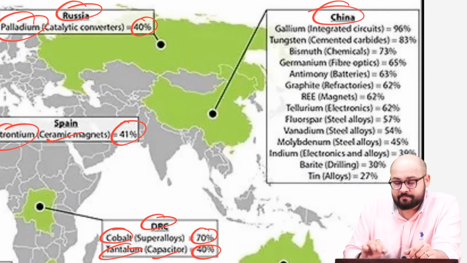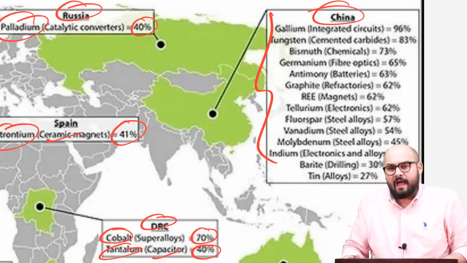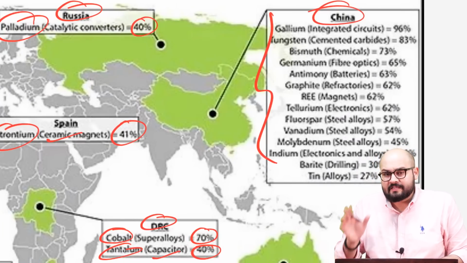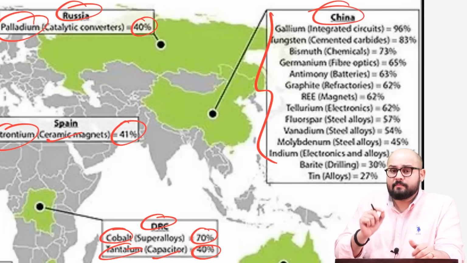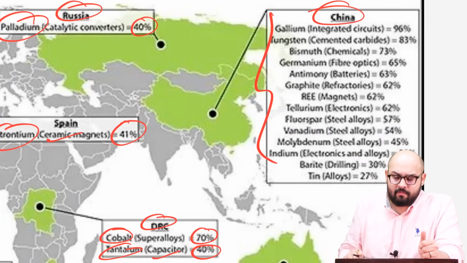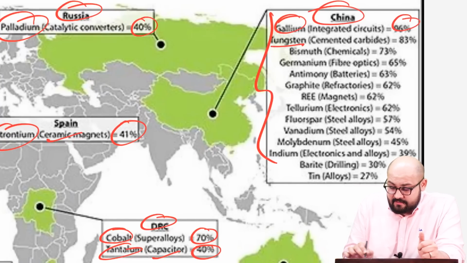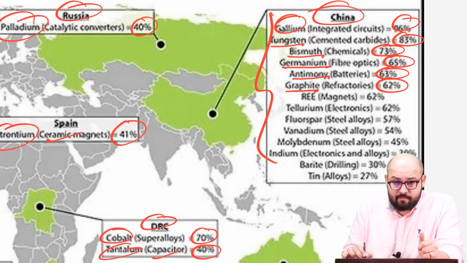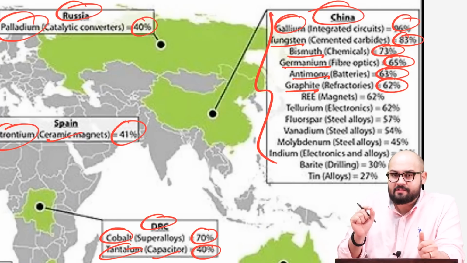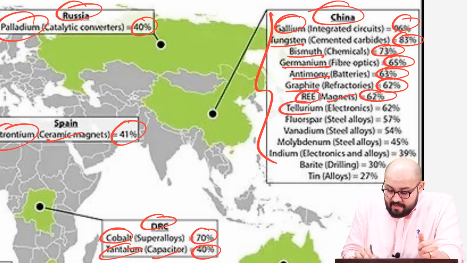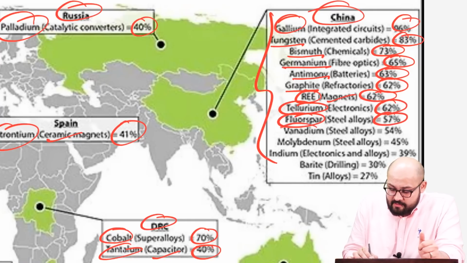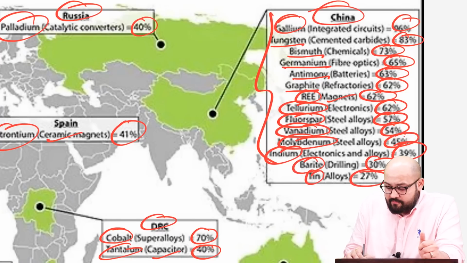Then let's talk about China. Look at the number and the amount of the rare earth elements or the critical minerals which China has. It has abundant critical minerals, and this is one of the most strategic concerns which India also faces, and in fact the whole world faces. Look at gallium, almost 96%, tungsten 83%, bismuth 73%, germanium 65%, antimony 63%, graphite 62%. Now the reason I am stressing on these percentages is because you will soon come to know why. Next is rare earth metal, that is used in magnets, 62%, tellurium 62%, fluorspar 57%, vanadium 54%, molybdenum 45%, indium 39%, barite 30%, and tin 27%, right?